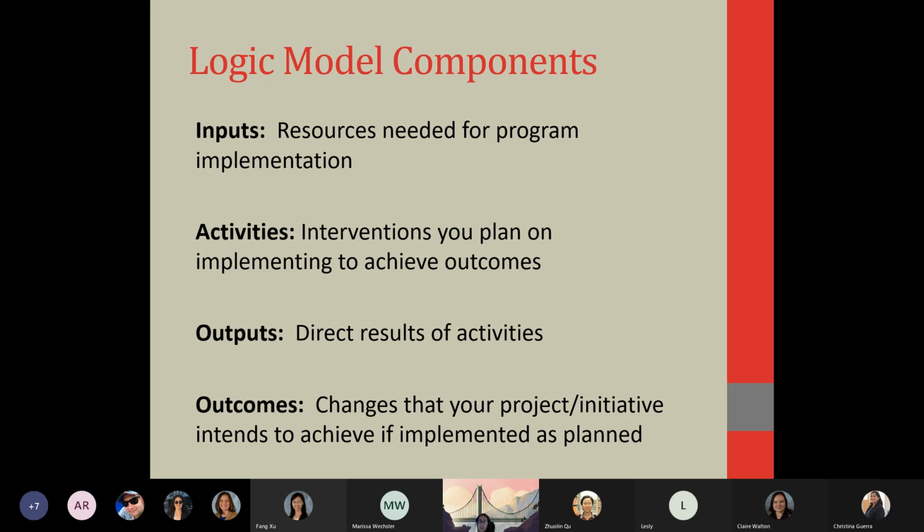So here are the logic model components. You have your inputs. These are the resources needed for program implementation. Activities, which are the interventions you plan on implementing to achieve your outcomes. Your outputs are direct results of activities. So don't get those confused with outcomes, because outcomes are changes that your project or initiative intends to achieve if implemented as planned.